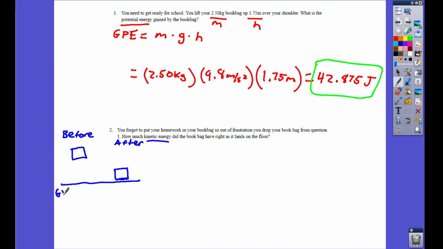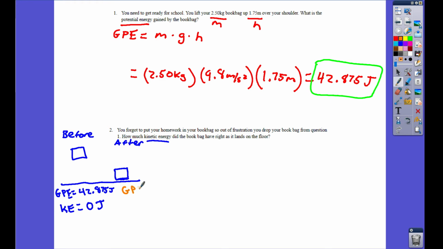So on the before, we said that GPE in the previous problem was 42.875 joules worth of energy. And if we're still holding the backpack, it's not going to be moving yet, so it should have 0 joules of kinetic energy at this point.